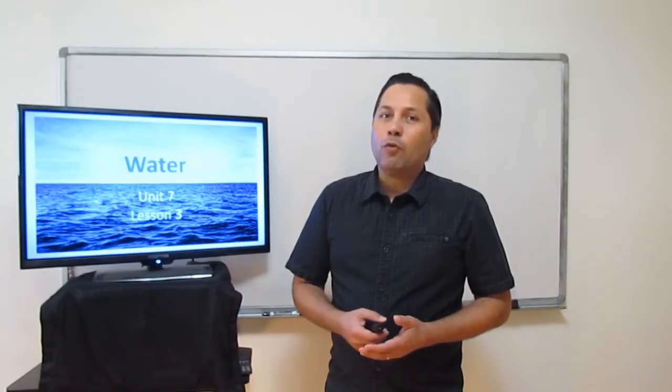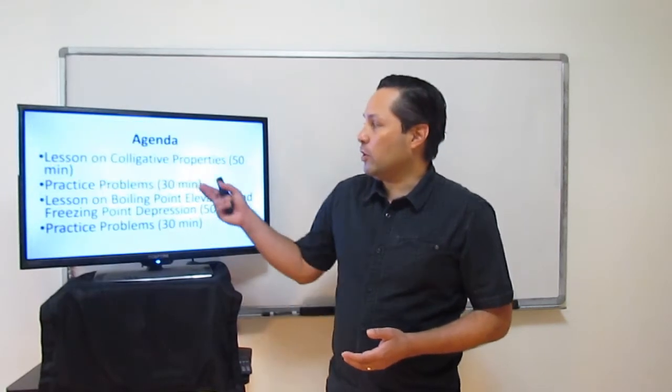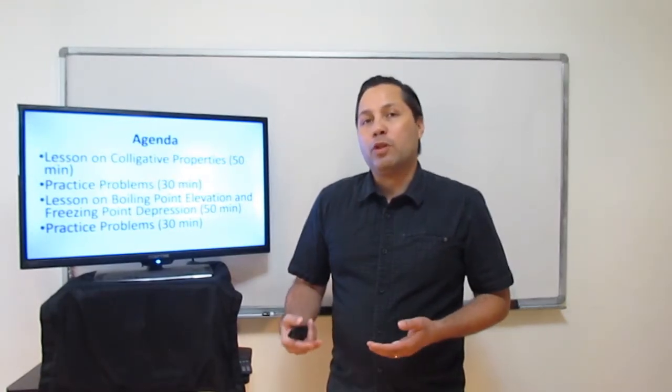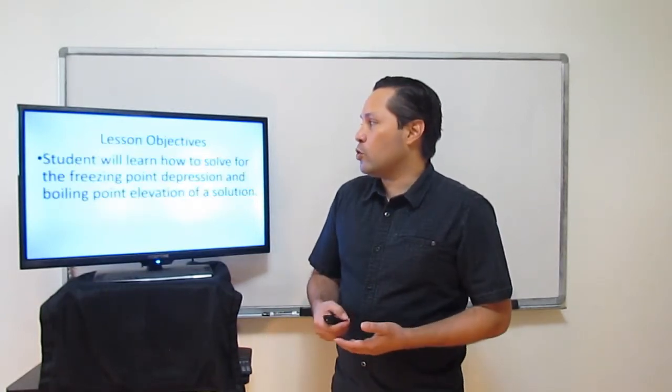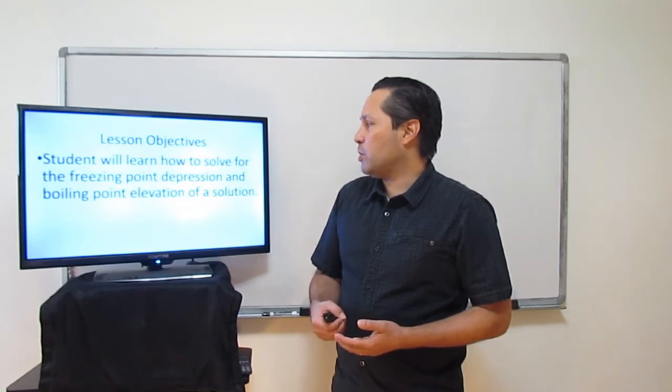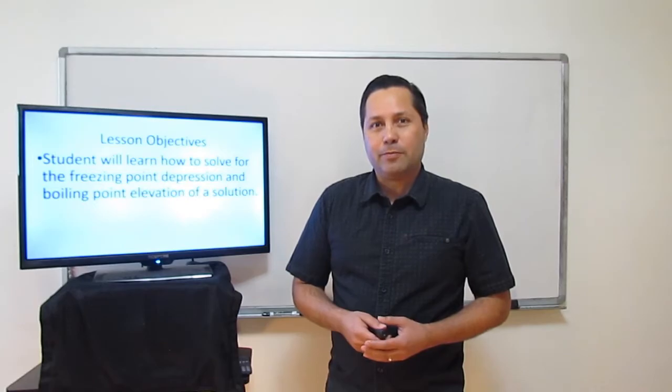Hi, we're going over lesson 3 of unit 7 for chemistry, and in this lesson we'll focus on colligative properties as well as boiling point elevation and freezing point depression. For our lesson objectives, students will learn how to solve for the freezing point depression and boiling point elevation of a solution. Let's get started.